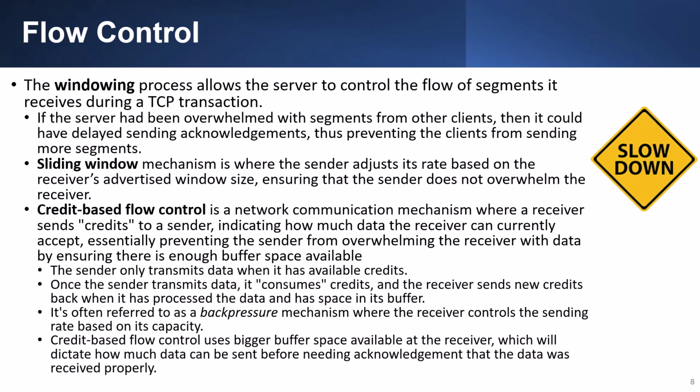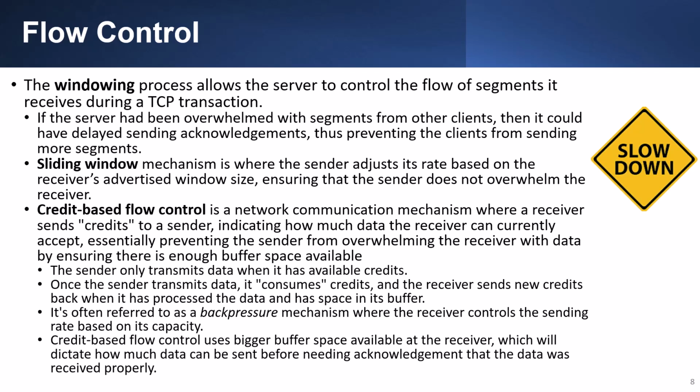The windowing process allows the server to control the flow of segments it receives during a TCP transaction. If the server has been overwhelmed with segments from other clients, then it could delay sending acknowledgments, thus preventing the clients from sending more segments. Sliding window mechanisms is where the sender adjusts its rate based on the receiver's advertised window size, ensuring that the sender does not overwhelm the receiver.